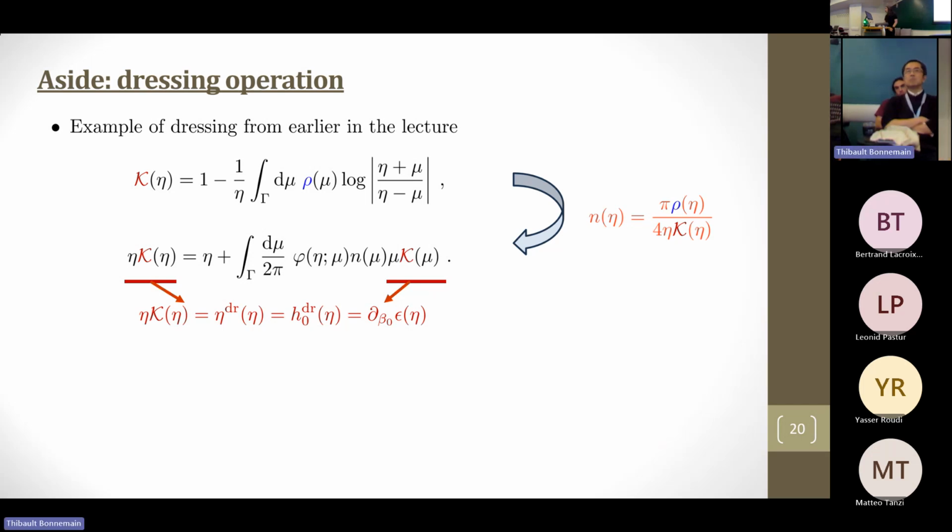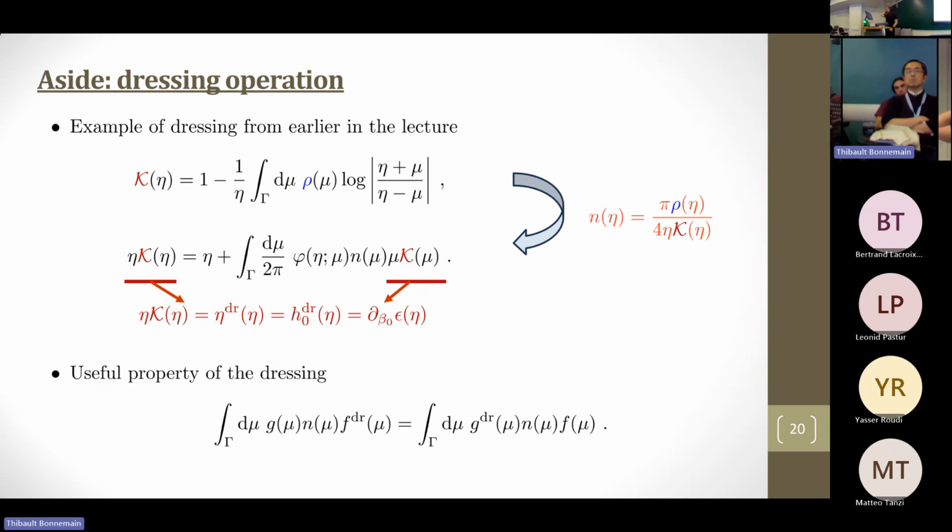And one last thing I want to mention before I finish this quick aside on the dressing operation is to introduce one of the many useful properties of the dressing operation. And this allows me to express an integral that involves one dressed quantity as a second integral that involves a different dressed quantity that may be more convenient to compute. And that is what I will use now to simplify my ensemble averages.